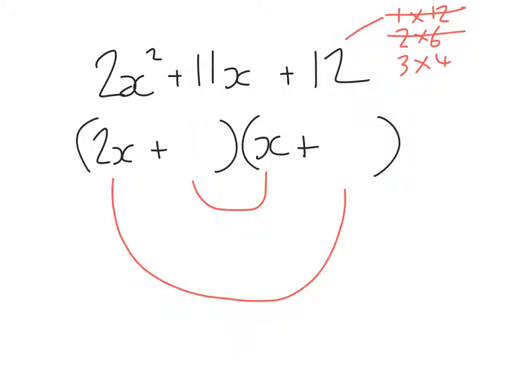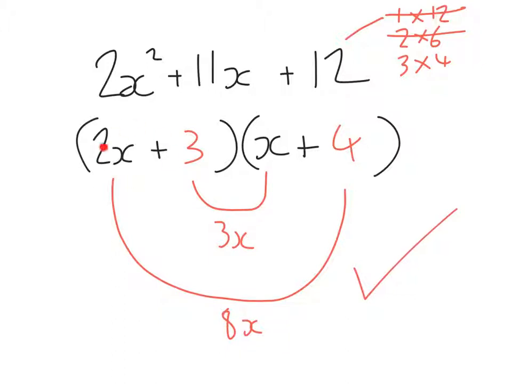So all that's left to try is 3 and 4. So 3 times x is 3x. 2x times 4 is 8x. And 3x plus 8x is 11x. So at last we have our factors.